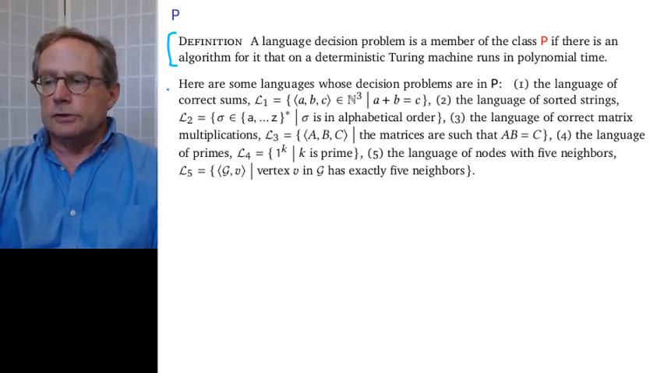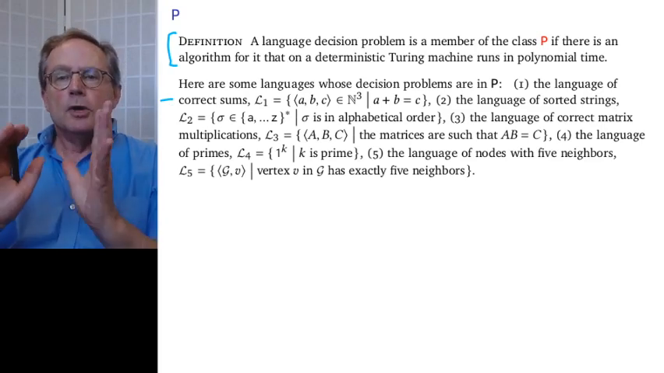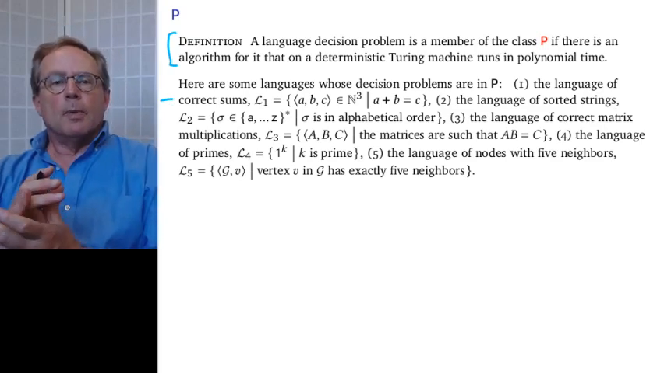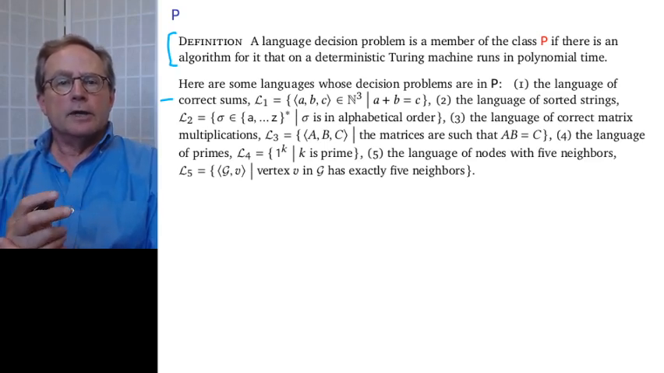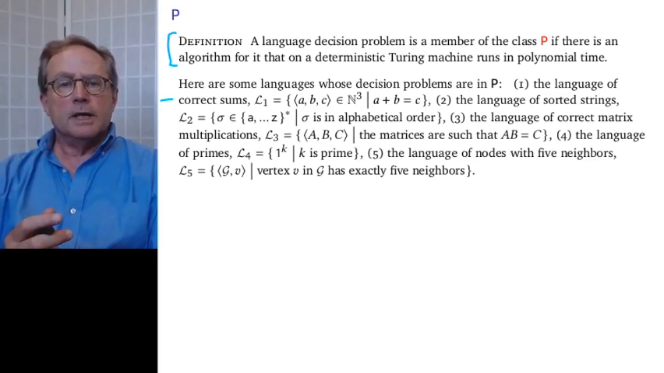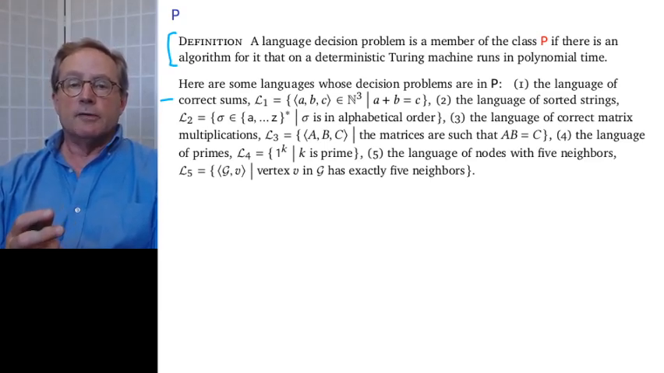Just to start, the language of correct sums. You get in a bit string representation of a triple, A, B, C, and you're going to try to decide: is A plus B equal to C? A triple is in the language if A plus B equals C, and a triple is not in the language if A plus B doesn't equal C. If somebody gives you the triple 3, 4, 5, you'll say no, 3 plus 4 doesn't make 5. But if somebody gives you the triple 3, 4, 7, you'll say, yep, that's right, that's a member of L1.